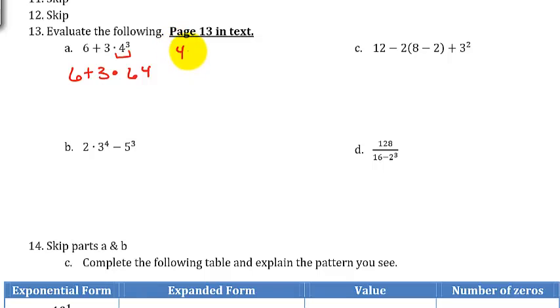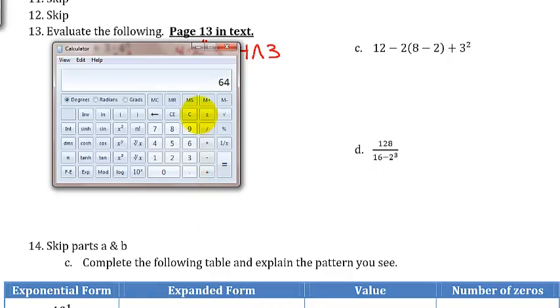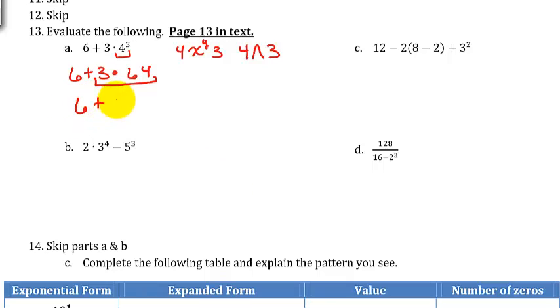So 4 raised to the y, 3, is one way for you to type that in. Some calculators have this symbol. It's called a caret. So you might have to use this in order to compute it as well. Or you could just type 4 times 4 times 4, and that will do it as well. And now we need to do this multiplication. So multiply that by 3, and we get 192. And 6 plus 192 is 198.